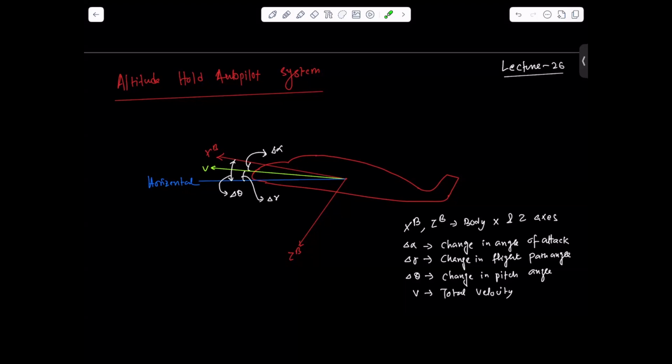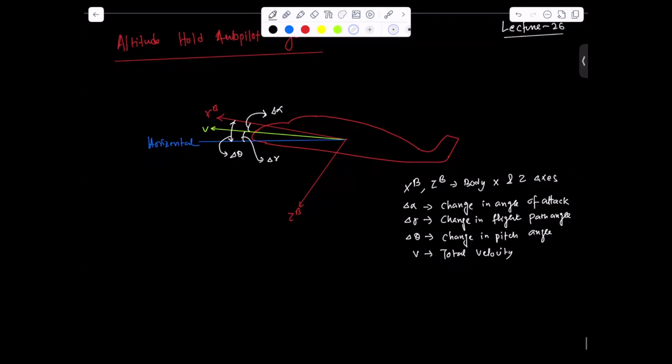Hello everyone. In this lecture, we'll be studying the altitude hold autopilot system for an aircraft. So here ZB, XB is the body fixed frame, del alpha is the change in angle of attack, V is the total velocity of the aircraft, del theta is the change in pitch angle, and del gamma is the change in flight path angle. We can write from the figure.